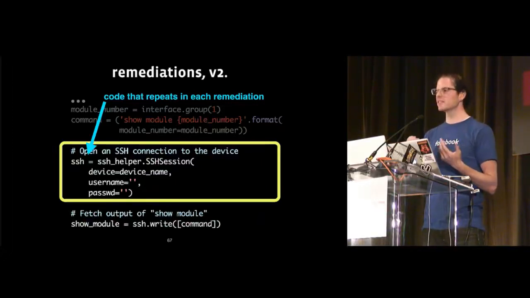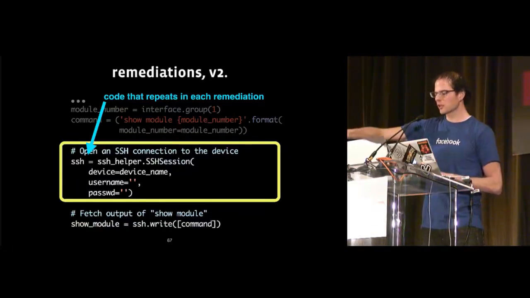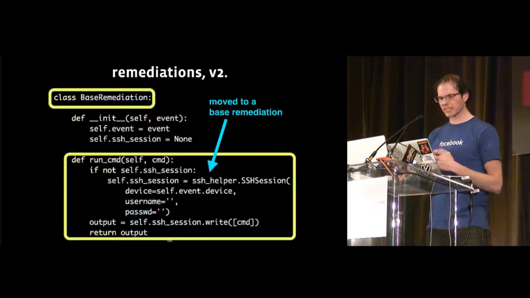So something that would be nice is to factor this out to a common place that has some way to go look up that username and password. For example, at Facebook, we store them encrypted on a remote service that we just go query against, and then they're decrypted on the fly. All of that is handled by shared code, though, so our remediations don't have to think about that. So here is an example of doing that.